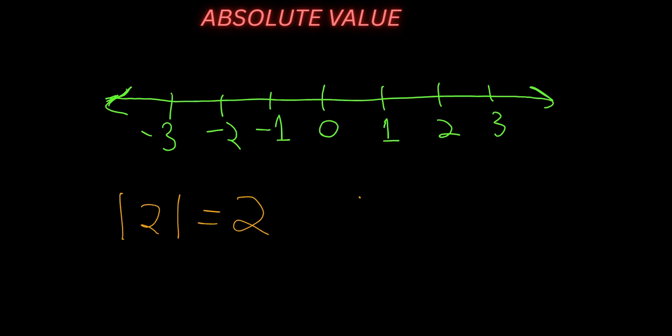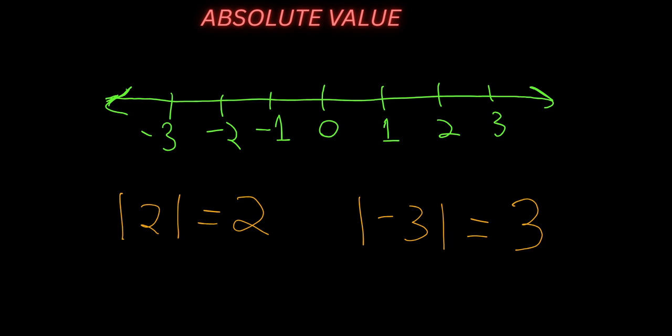2. So likewise, what is the absolute value of -3? What does that equal? Well, when we look, -3 is 3 away from 0. So the absolute value of -3 is 3.